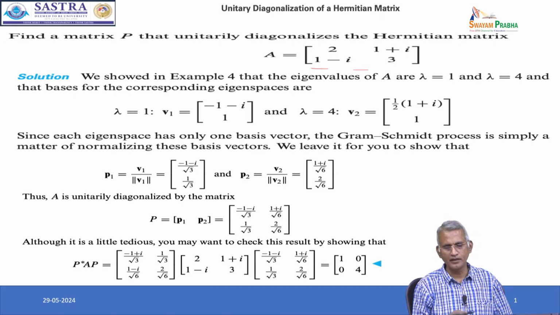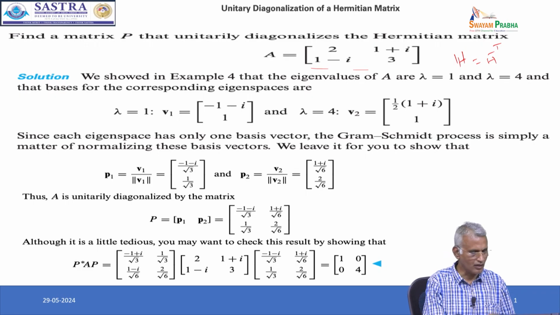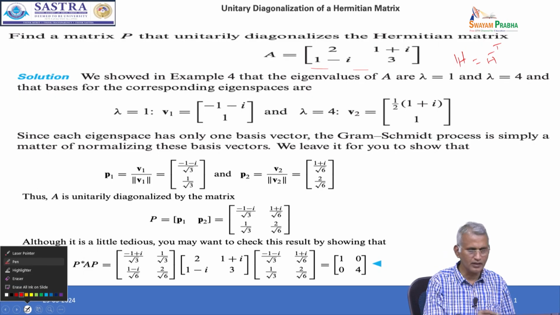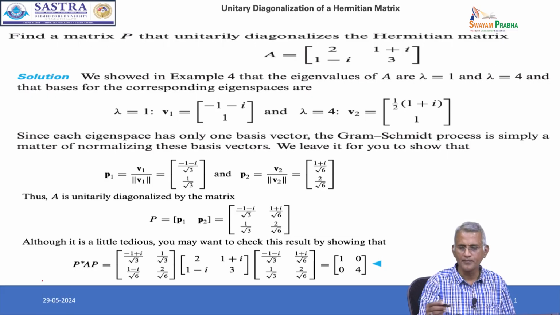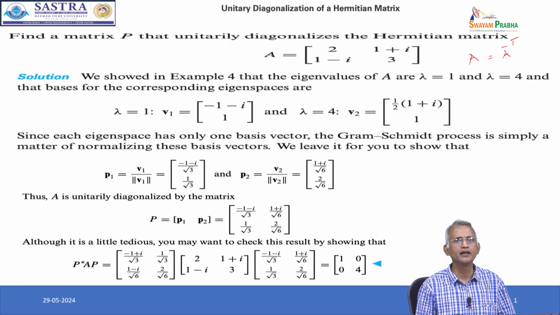So, Hermitian means A is equal to A conjugate transpose, we have to take it. If they are equal, then it is said to be Hermitian. Or rather, we can say that if A is a Hermitian matrix, then A conjugate transpose, we have to take it, and it is said to be a Hermitian matrix.